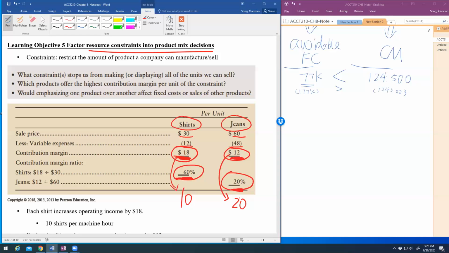Similarly, for the shirt and the jeans, if you have unlimited time, you should produce both, or produce the one with a higher contribution margin. But now you only have limited machine hours. For 1 hour, you produce 10 units of shirts, but you can produce 20 units of jeans. In that situation, which product should you focus on?